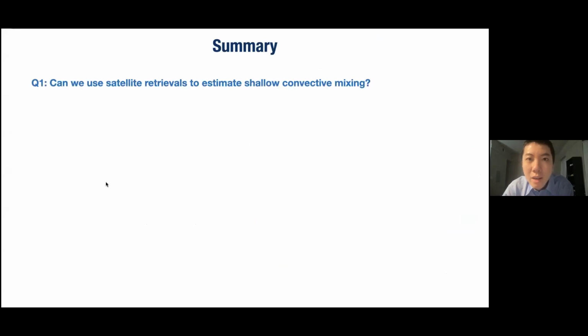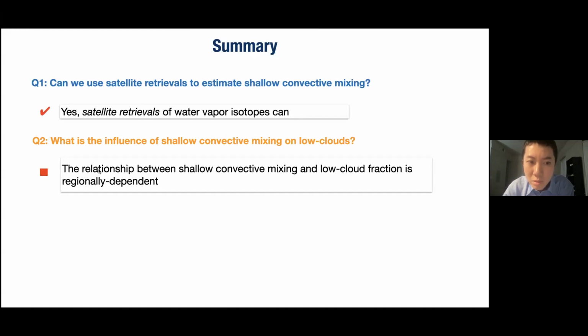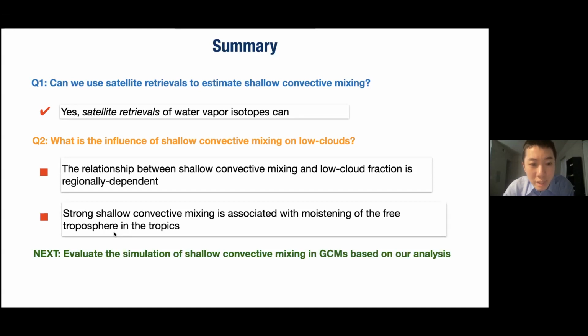So in summary, we explored using satellite retrievals to estimate shallow convective mixing, and we find satellite retrievals can do that job. We then use it to study the influence of shallow convective mixing on low clouds. And we find that the relationship between shallow convective mixing and low cloud fraction is regionally dependent, and the strong convective mixing is associated with the moistening of the free troposphere. The next step, we will use the result to evaluate the GCM simulations of this relationship.